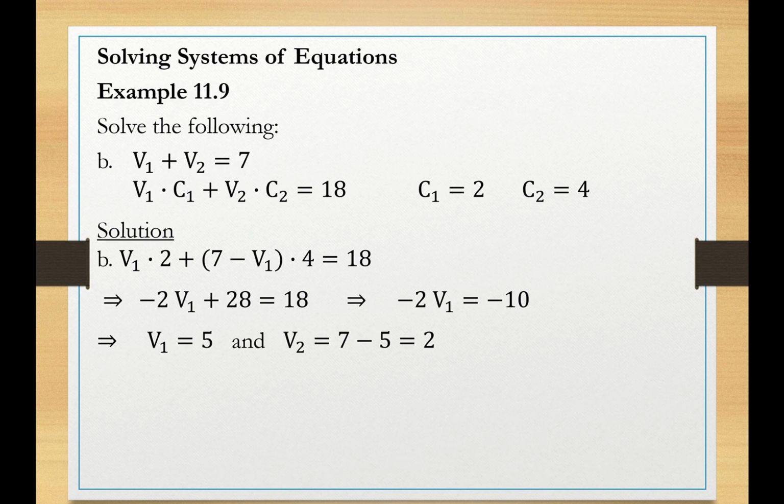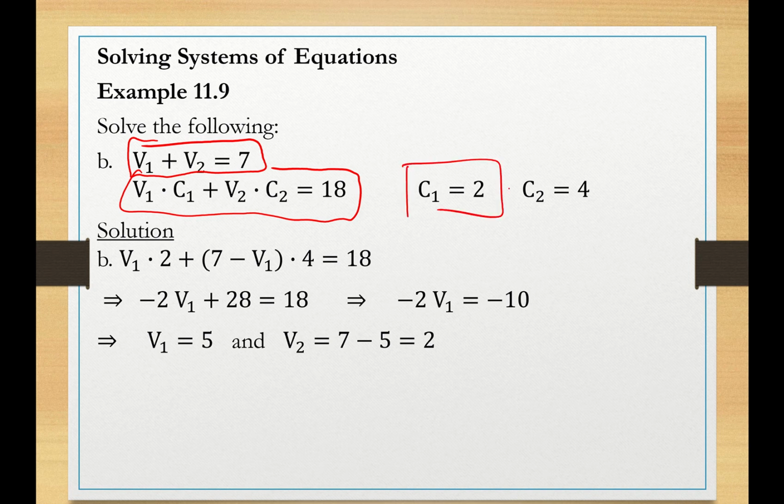Now, solving systems of equations. It is also my experience that some of the students are not able to solve a system of equations. They have forgotten how to do that. Let us take a look at this example here. We have V1 plus V2 is equal to 7. And then I have V1 times C1 plus V2 times C2 is equal to 18. In fact, this goes back to dilution experiments, right? Or alligation alternate if you wish, or the mass balance equation. And I'm giving you C1 and C2.